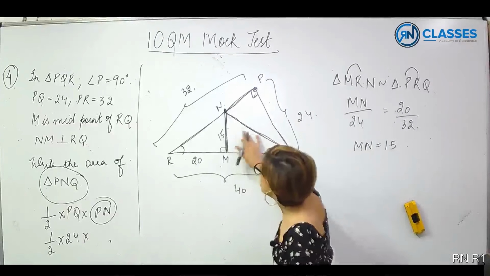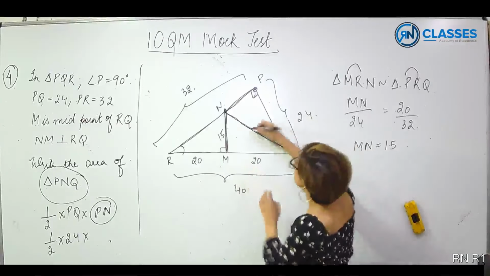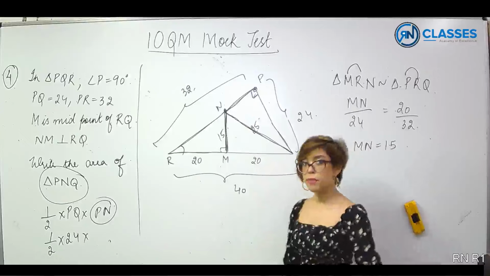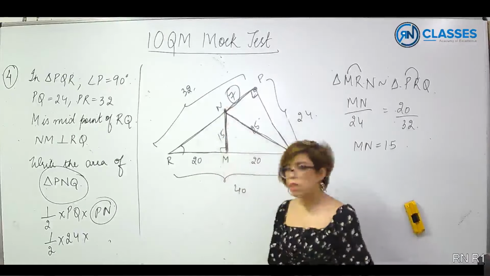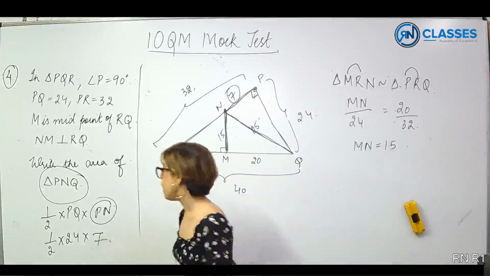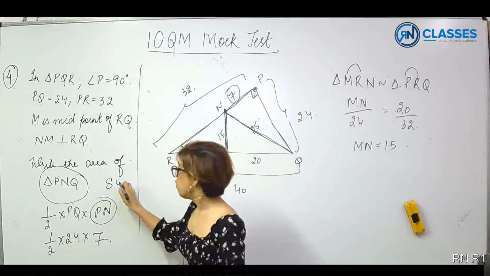Now, this is 15. My job is done. Why? This is 15, this is 20. That means this is 25. Pythagorean triplet. Now, this is 24, this is 25. That means this is 7. Done? Just substitute it and you will get the answer as 84.